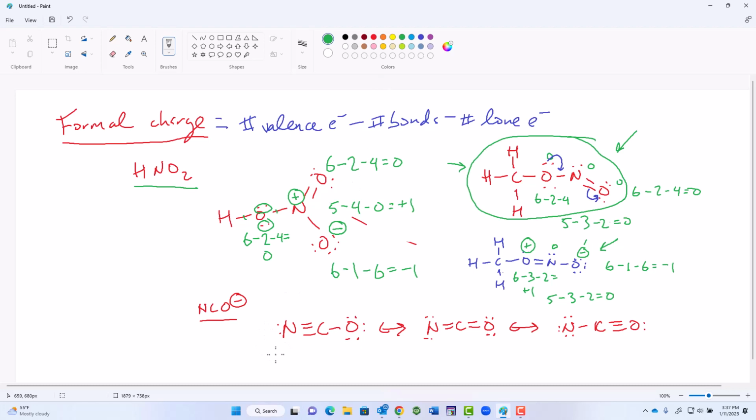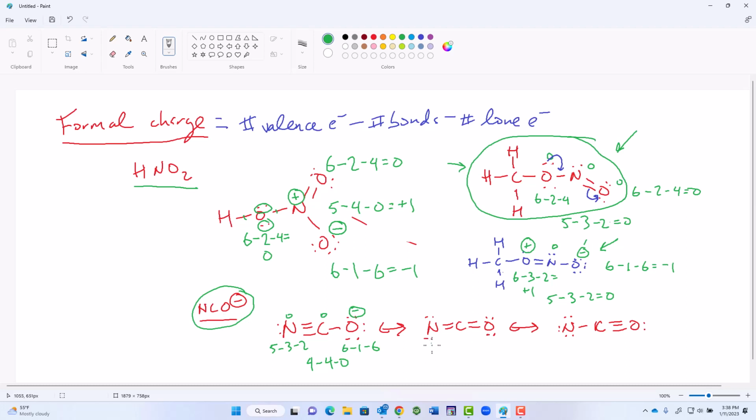So again, nitrogen has a valence of 5. There's 3 bonds attached to it, and there's 2 lone electrons, so this would be a formal charge of 0. Carbon has 4 valence electrons. It has 4 bonds to it and 0 lone electrons, so this would be a 0. And oxygen has 6 valence electrons, 1 bond, and it's got 6 lone electrons, so this would be a minus 1 charge. Note that there must be some kind of minus charge overall because the overall charge of the polyatomic ion is minus 1, so this minus 1 will give us that minus 1 overall charge.